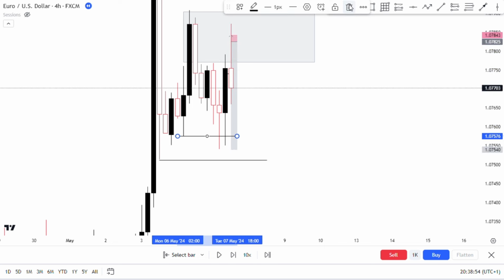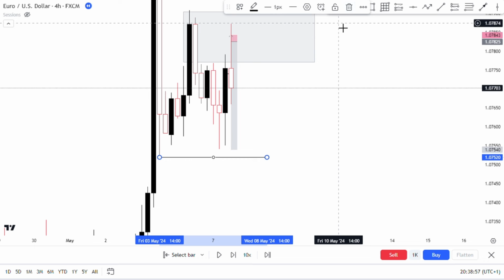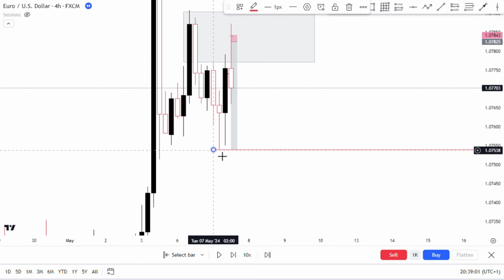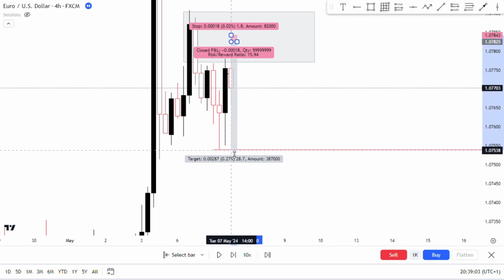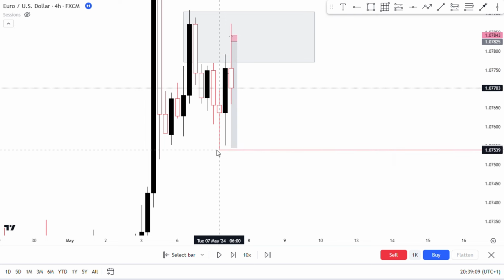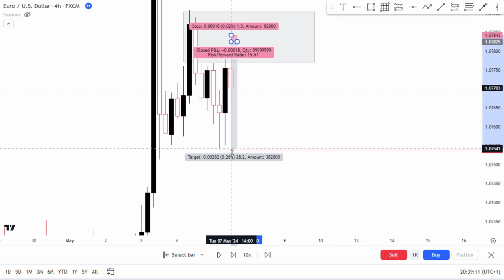Let me delete this. Let me delete this also. So we are going to set our take profit using this particular low, because this low also is in liquidity. It ended up breaking only this particular high, so it did not break two highs. So this low is in liquidity. So we're going to set our take profit at this particular low.